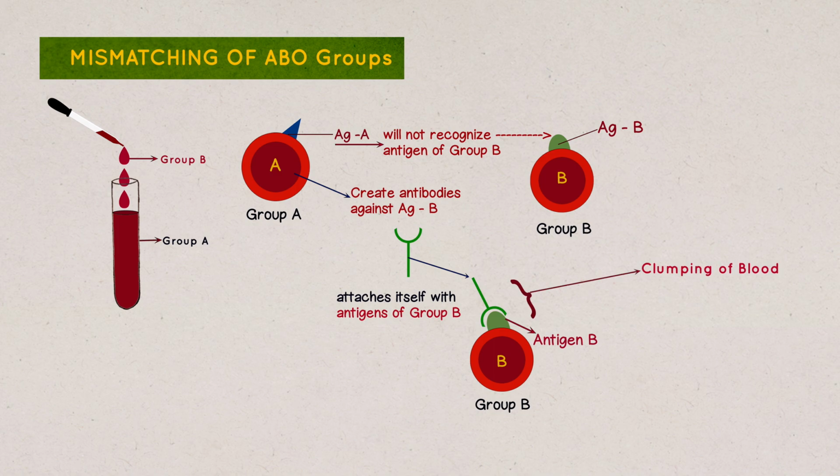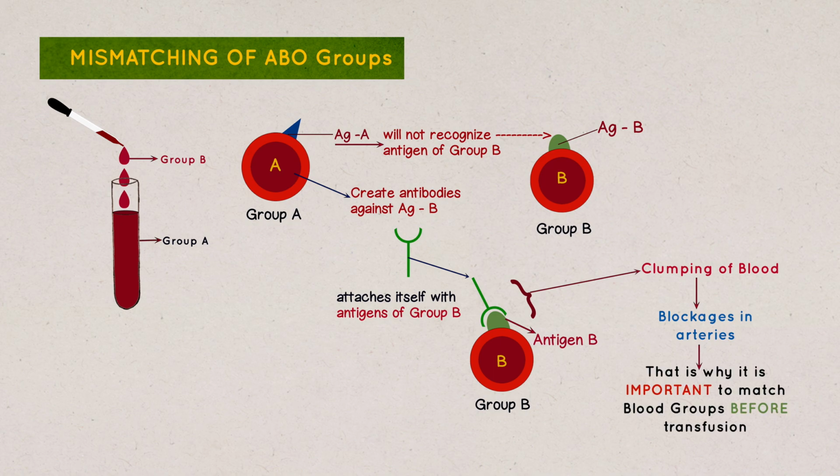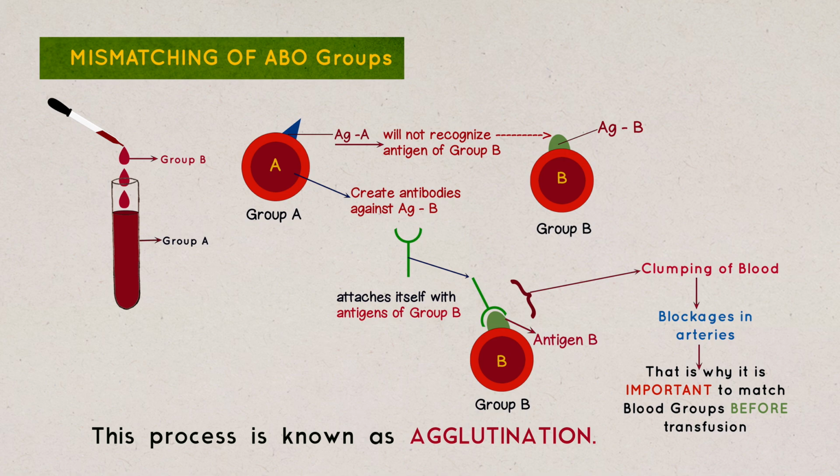The blood will slowly coagulate like curd or jelly. These clotted red blood cells create blockages in the capillaries, which can stop blood circulation in the body, ultimately leading to death. That's why it is very crucial to match the blood groups before transfusion. So, clumping of red blood cells happens when there is mismatching of blood groups. This process is called agglutination. Let's understand agglutination with the help of some examples.